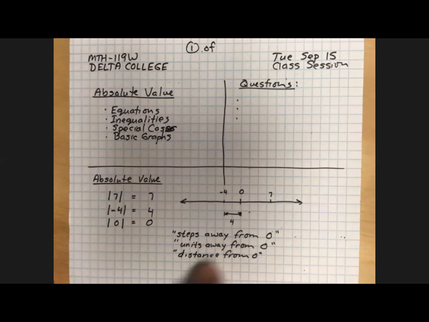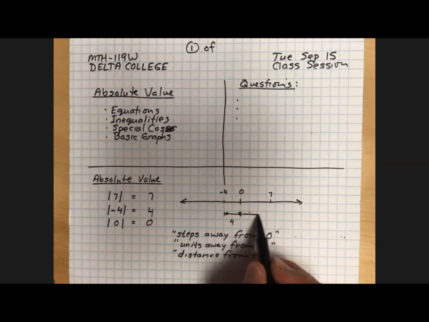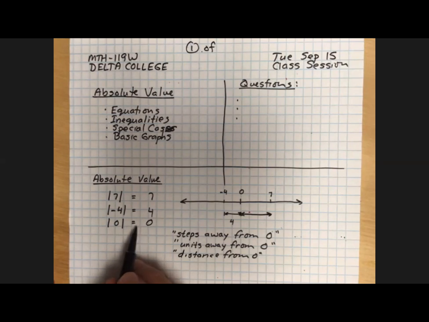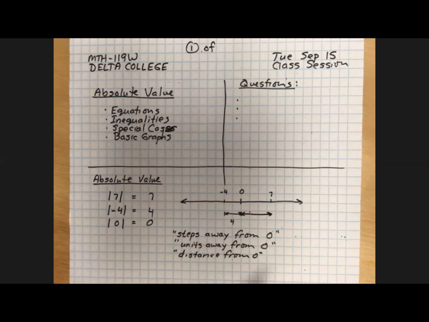If you start by making this your base, you'll do much better at absolute value. So for example, the absolute value of 7 is 7 because 7 is 7 units away from 0. The absolute value of 0 now makes sense. It's 0 because it's already there. It's 0 steps away from 0.